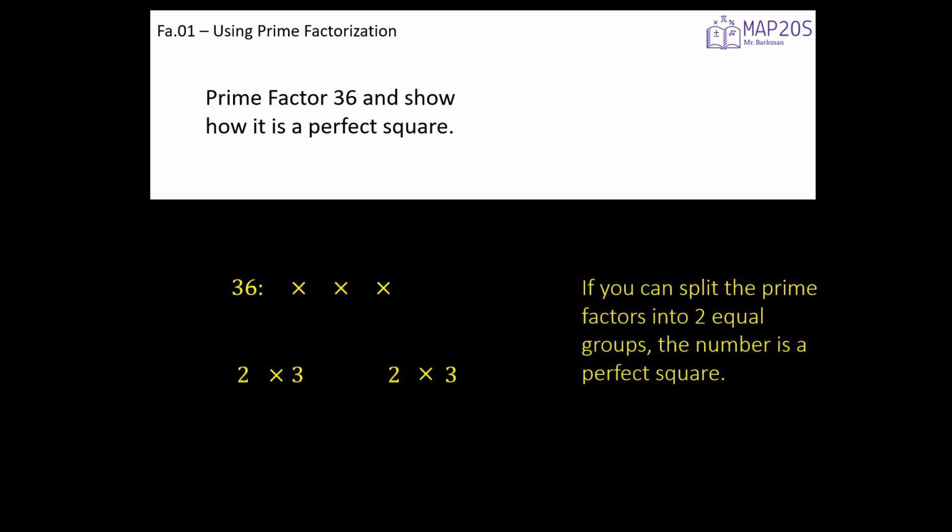Now, on the second side of this, if you can split it into three equal groups, which 36 doesn't work for, then the number is a perfect cube. We're not going to look exactly at perfect cubes, but we should be able to determine if something is a perfect cube, and we're going to take a look at how to take the square root and cube root of numbers. If the square root is a natural number, that value is a perfect square. If the cube root of a number is a natural number as well, no decimals, no fractions, no negatives, no zero, then it is in fact a perfect cube.